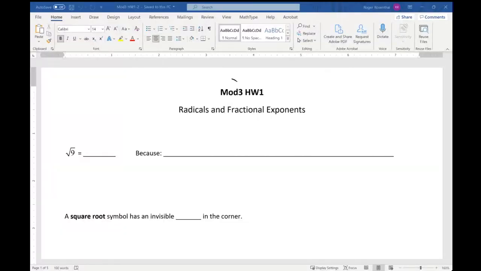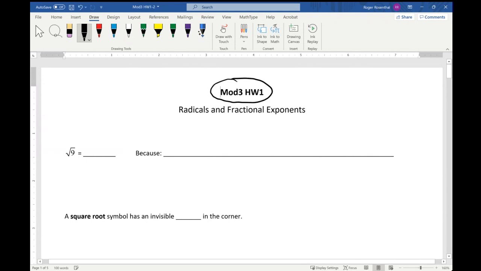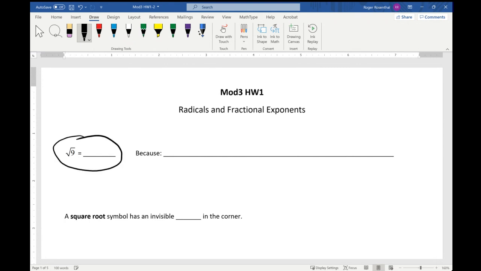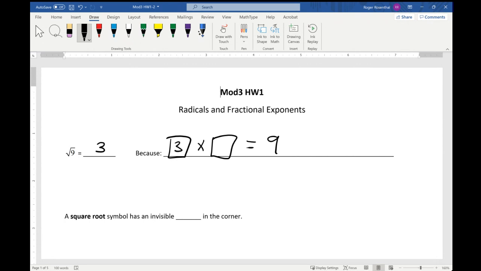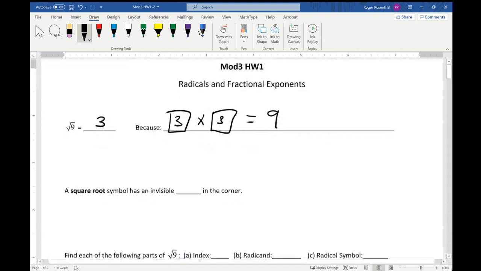Okay, we're going to cover Module 3 Homework 1 and also Module 3 Homework 2. So we'll start by looking at the square root of 9. The square root of 9, I hope you all know, is 3. Now, why is it 3? Because the square root of 9 is asking what number can you multiply by itself so that you end up with 9? And that number is 3. So that's why the square root of 9 is 3.